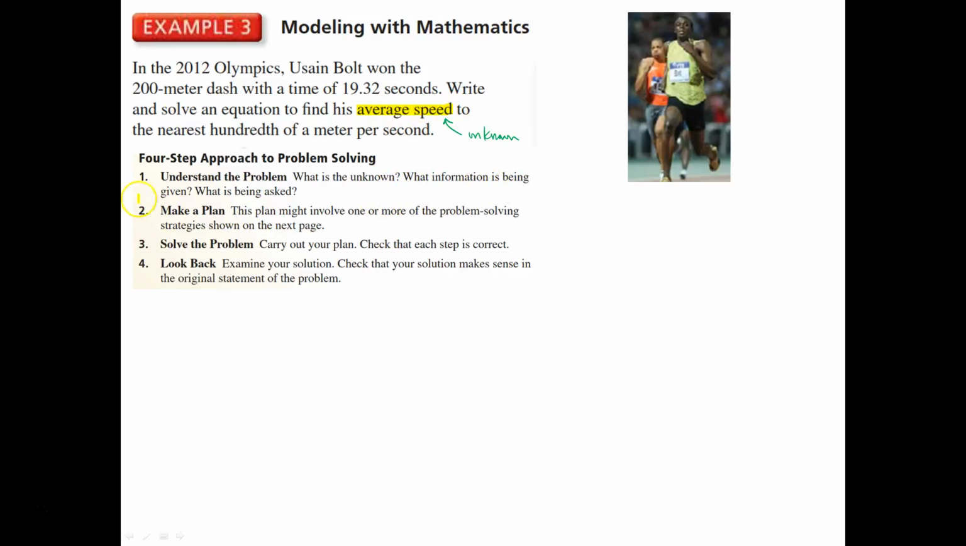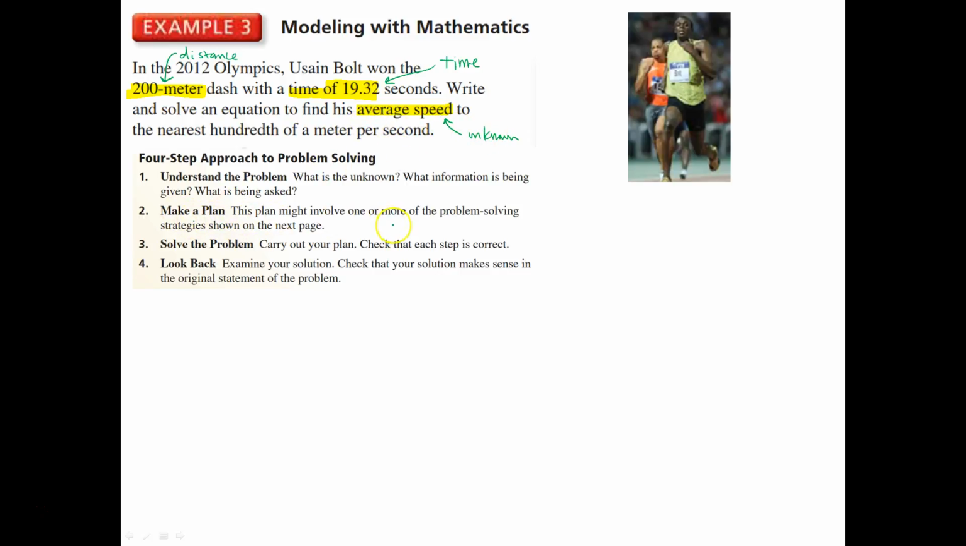What information is being given? Let's see. He won the 200-meter dash with a time of 19.32. So we know the time and we know the distance. What is being asked? Find the average speed. We want to find the unknown.